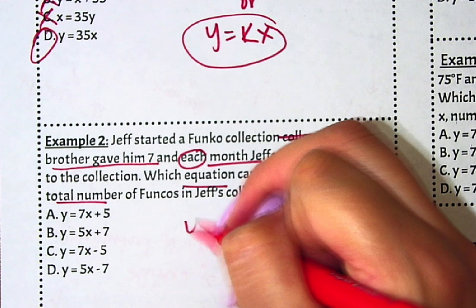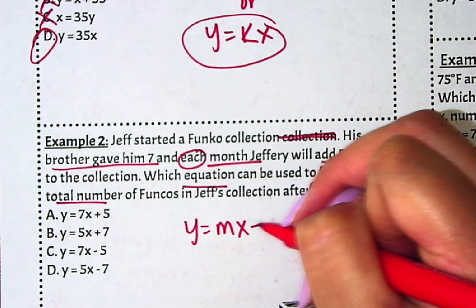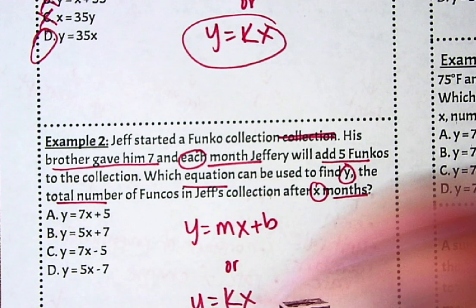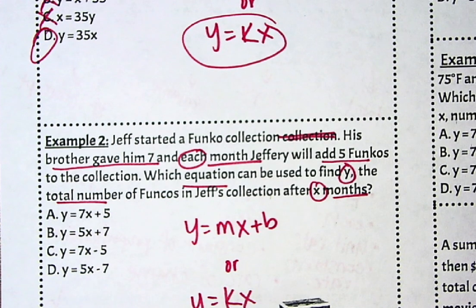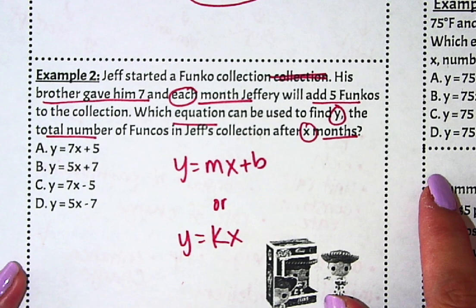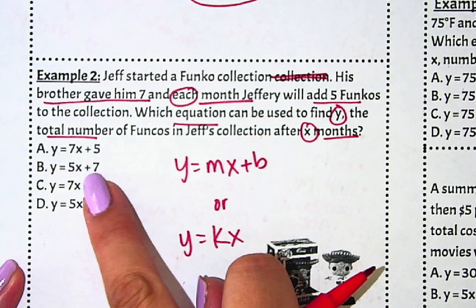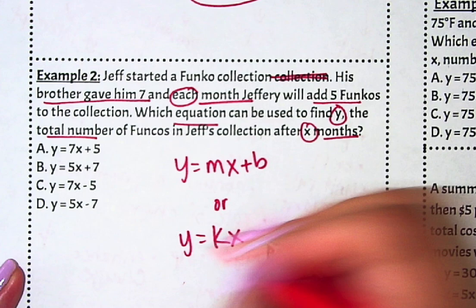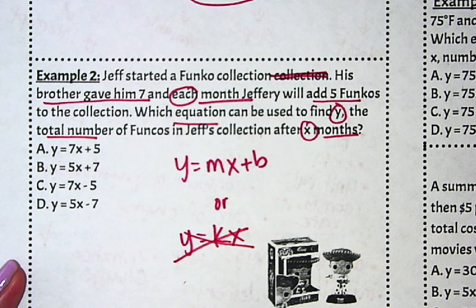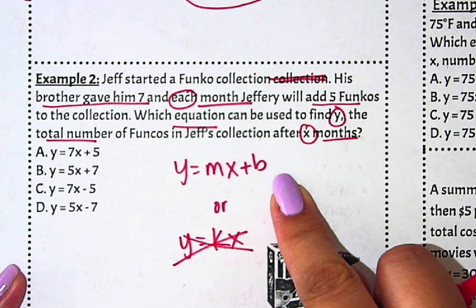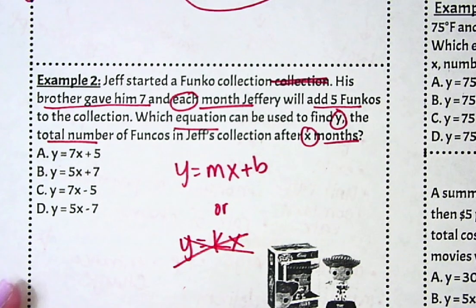Okay, so let's go ahead and write our two equations down again. y equals mx plus b, or it's going to be y is equal to kx. The first thing I'm going to do is look at my answer choices. It's kind of already telling me what equation I'm going to use. All of these equations have a starting point. They have a plus 5, plus 7, minus 5, minus 7. So I know I'm not going to use this equation. That means I have to find my slope, my m, and I have to find my starting point, b. Let's go ahead and find the slope first.